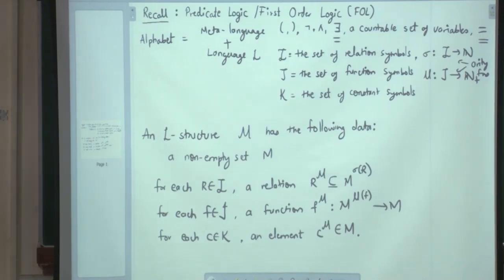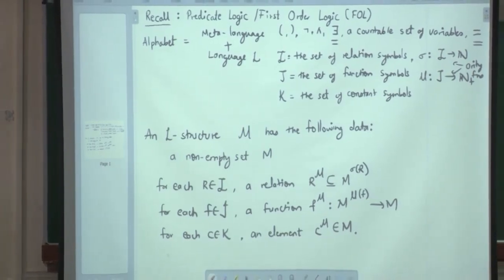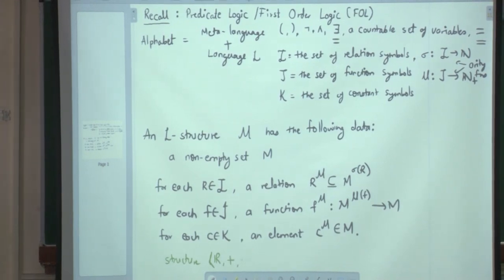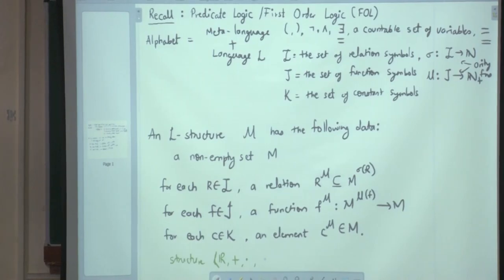Even if I say the language of the field of real numbers. What is the language of the field of real numbers, tell me? All of you understand the field of real numbers? What does it consist of? Okay, the structure is R, plus, multiplication, 0, 1 and minus. We shouldn't forget that.